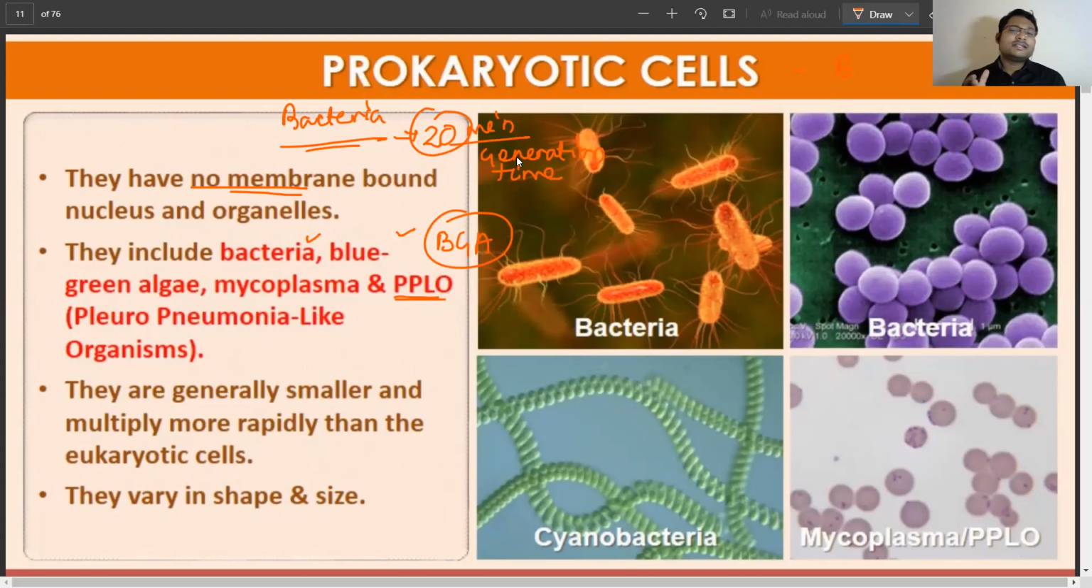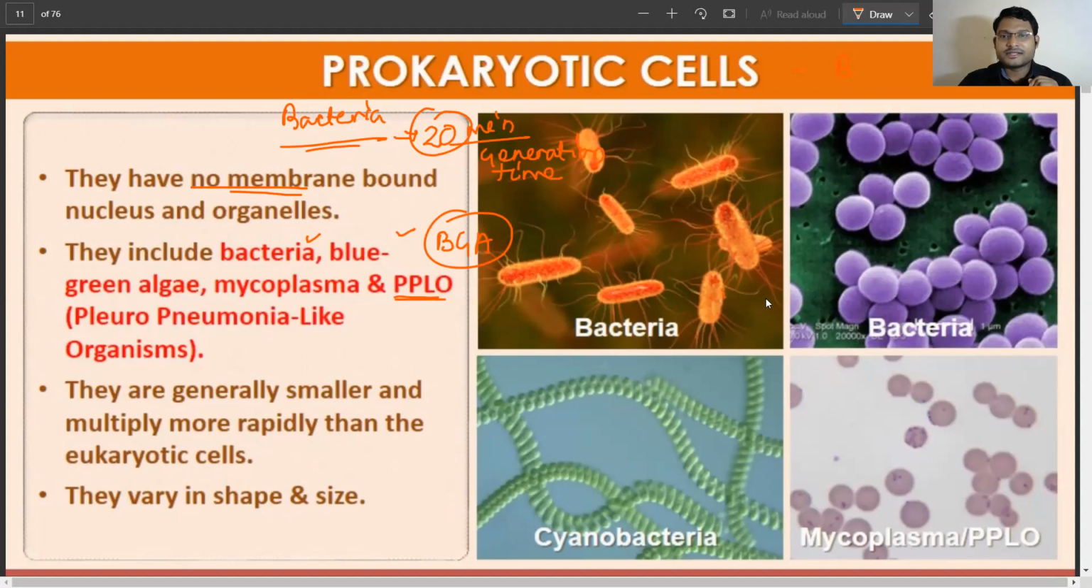Why? Because these organisms are not very complex. They have a very simple organization, and that allows them to reproduce in a shorter period of time, in a simple manner. And of course, they vary a lot in the shape and the size.